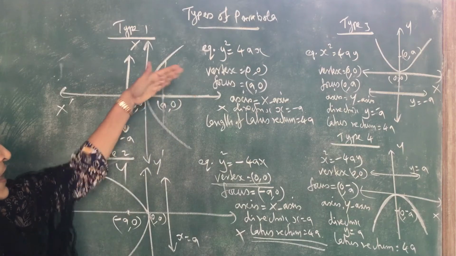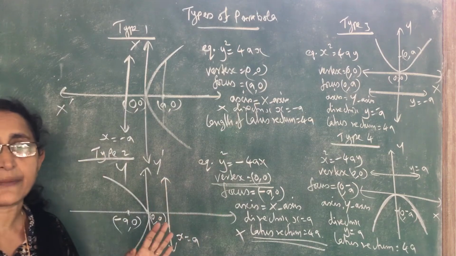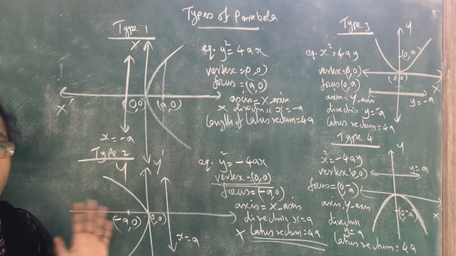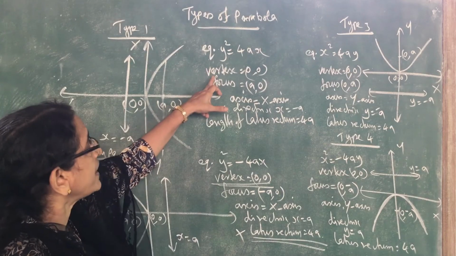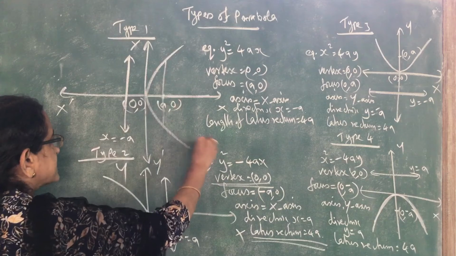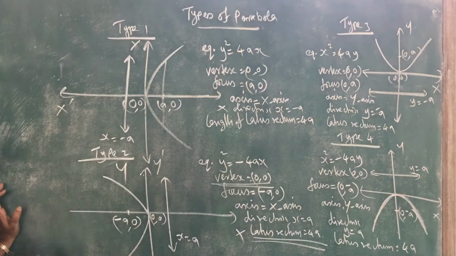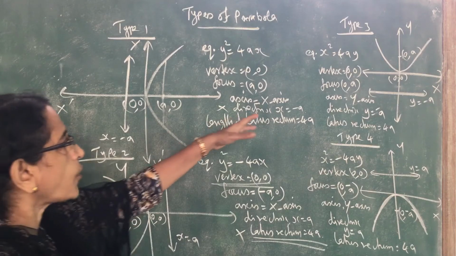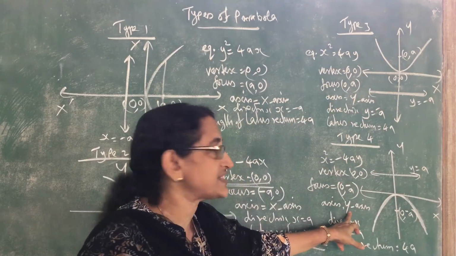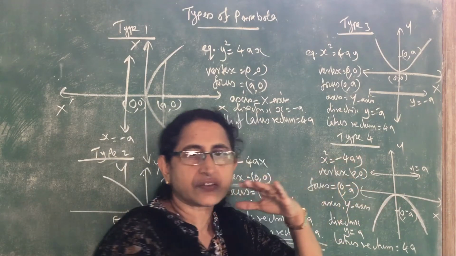By comparing with the standard form equation of the parabola, you can find a. Remember, a is always a positive number. So this parabola has the equation y square equal to 4ax, and y square equal to negative 4ax means it opens the other side, the left side. Opening upwards is x square equal to 4ay, and opening downwards is x square equal to minus 4ay. So remember these four types.